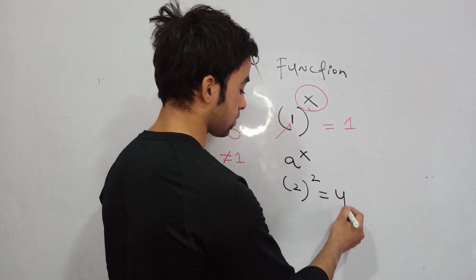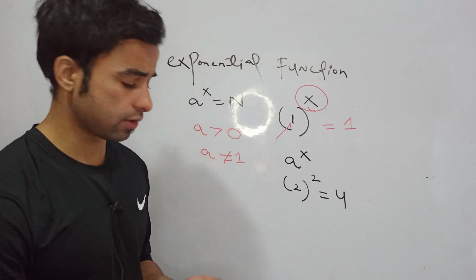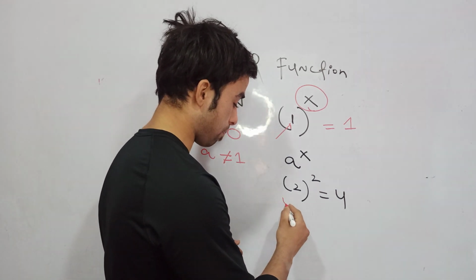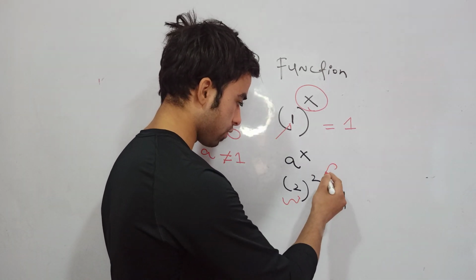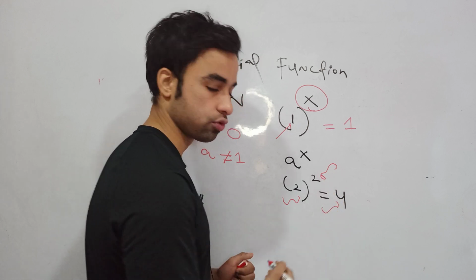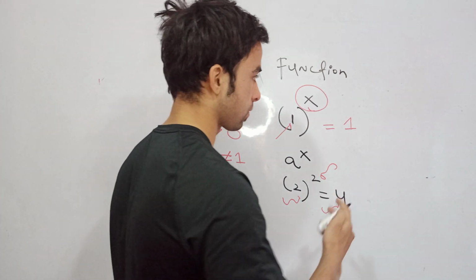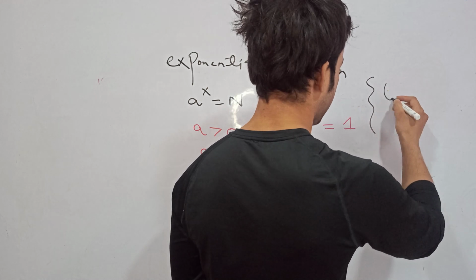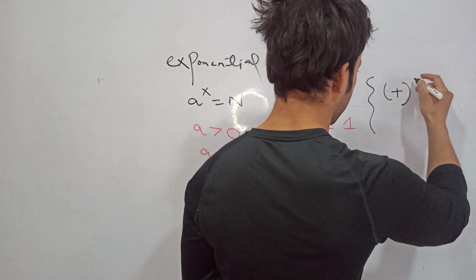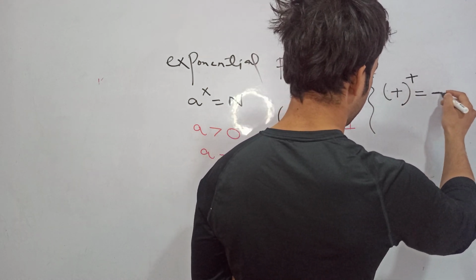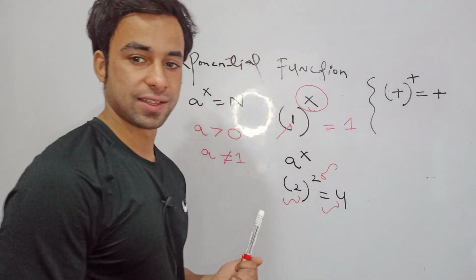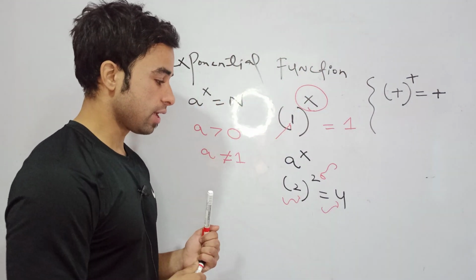Now it comes out to be 4. Now think about it, that we have a base here. The base is a positive number, the power is a positive number, and we got a positive number here. So that means if we have a positive number in the base, we have a positive number in the power, we're always going to get a positive number. That's pretty important. Not only that, think about it.